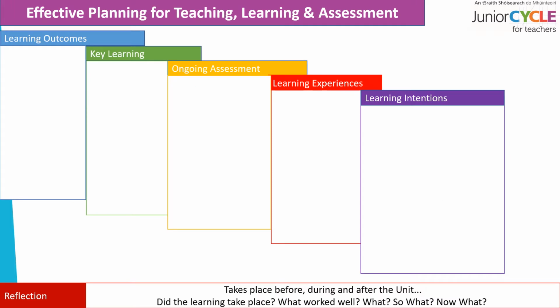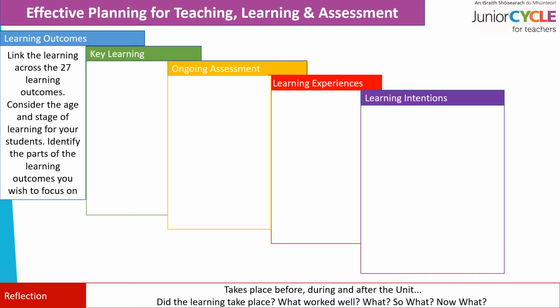I'm now going to walk you through the planning process for a unit of learning. Reflection, as you will see down the bottom, takes place before, during and after a unit of learning. The starting point is to reflect on the learning outcomes, remembering there are 27 learning outcomes that can be linked across the strands. Consider the age and stage of learning for your students. Identify the parts of the learning outcomes you wish to focus on.